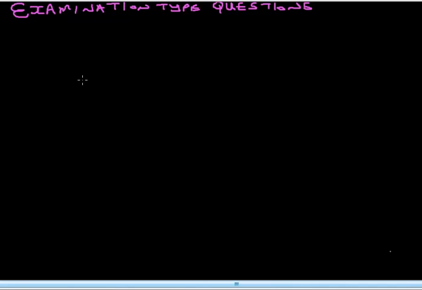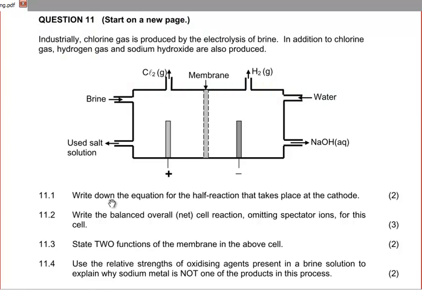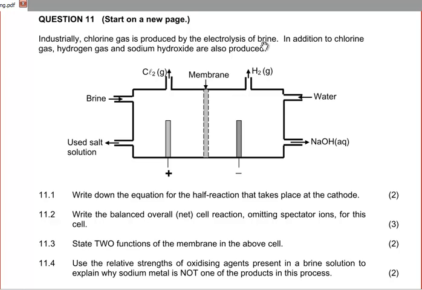Let us meet in our fourth examination type question, in which we are going to look at the electrolysis of brine. Normally we see this question on question number 11, right? The question says, industrially, chlorine gas is produced by the electrolysis of brine.